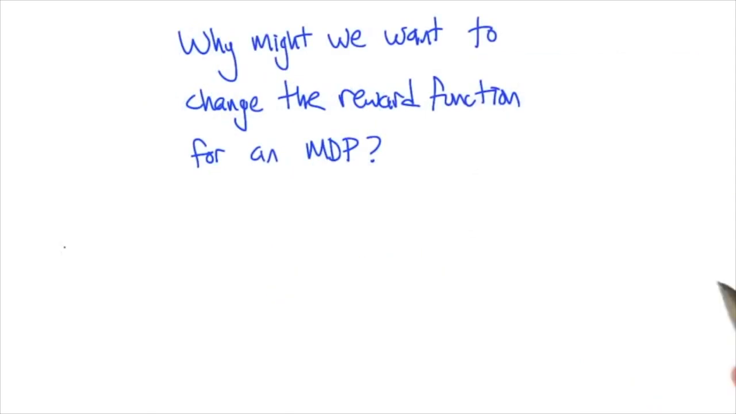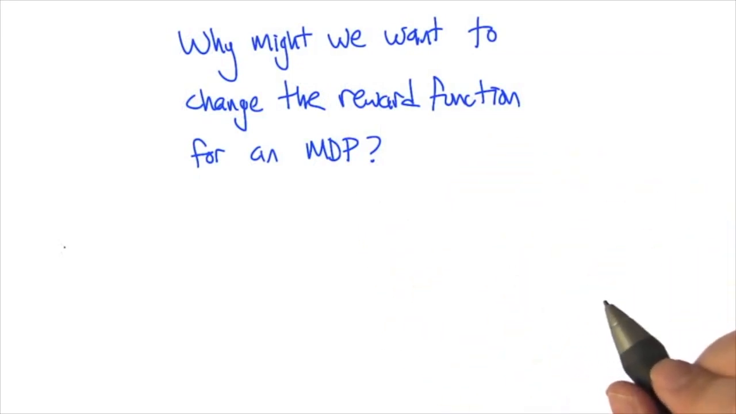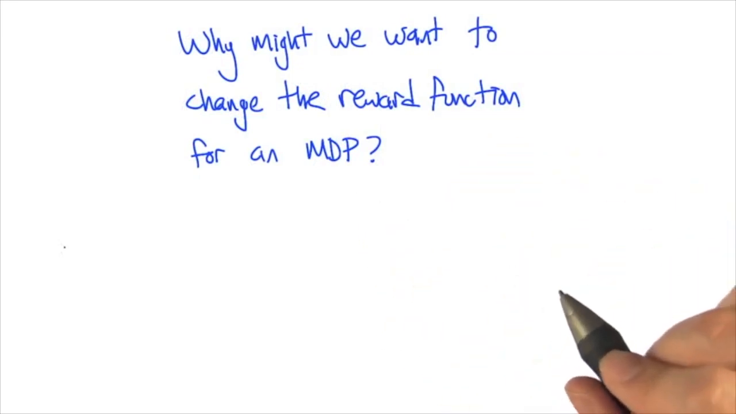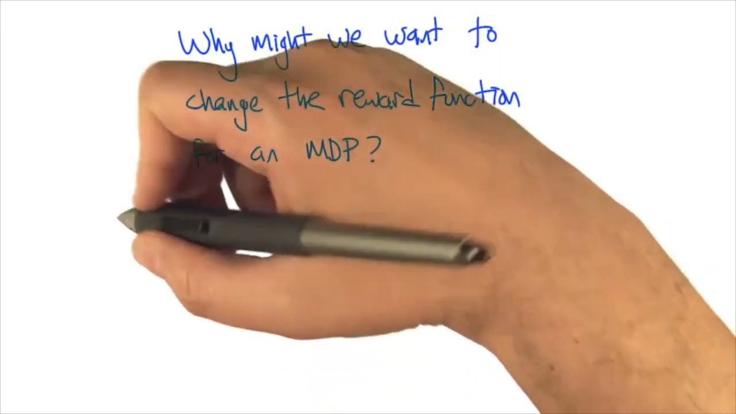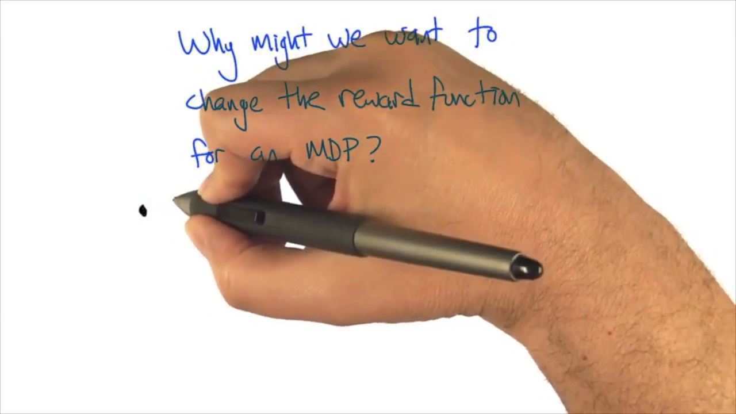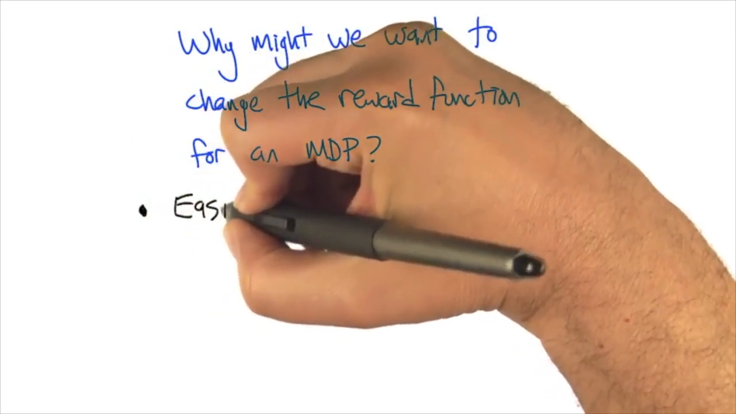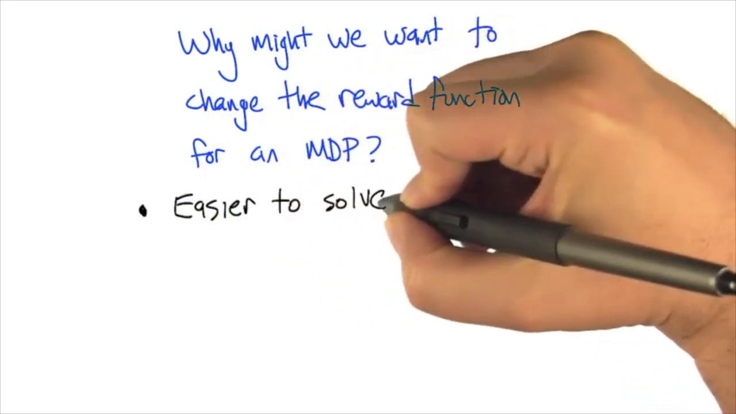So I wanted to start off with a question to you, which is if we're going to be tinkering with the reward function, why might we want to do that? Why might it make sense to take a reward function for an MDP and then turn it into some other reward function? Because it's easier. It's easier to change it than to not change it? No, just we might get a reward function that's easier to solve. And since the whole point is to solve the MDP, we should just make that really easy.